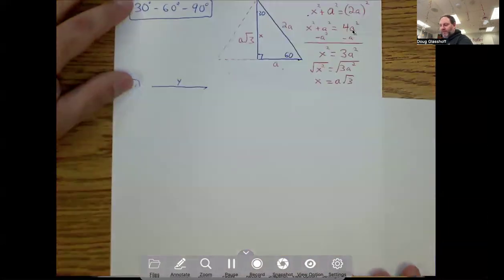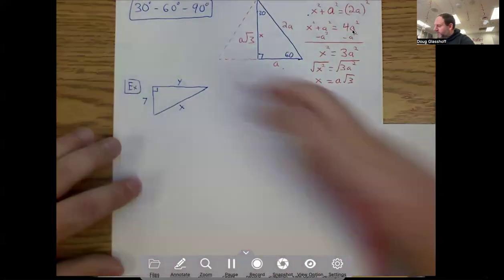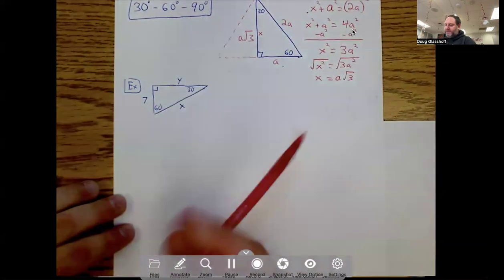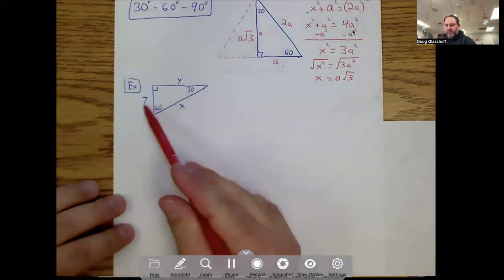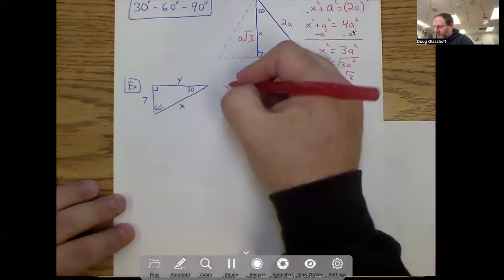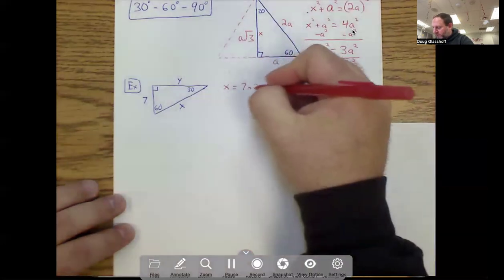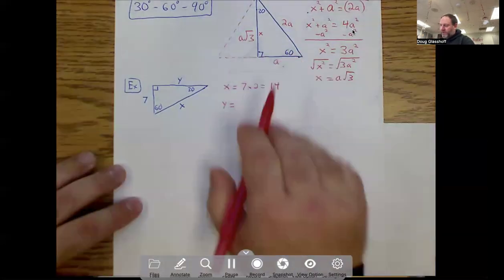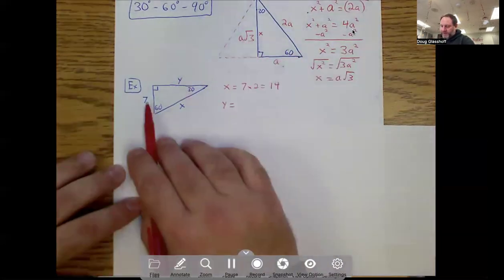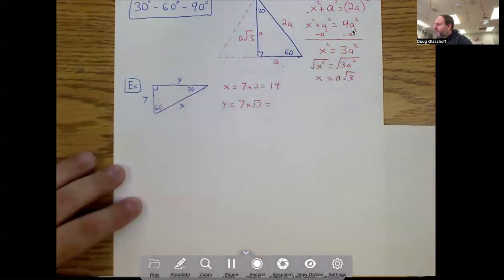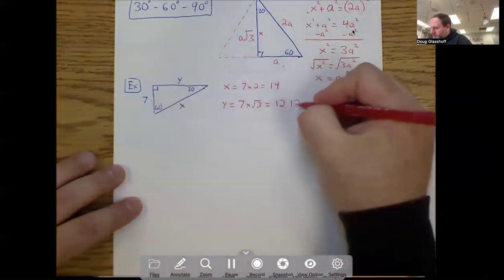So let's take a look at an example using this. Here, I forgot to label these. This is our 30, 60, 90. This one's across from our 30, so that's our shorter side. Remember, the hypotenuse is always twice the shorter side. So if I'm looking for X, all I have to do is take 7 times 2, and it's 14. If I want to find the Y value, it's always times the square root of 3. So I take the shorter leg times the square root of 3, and that comes out to be about 12.12 for that length.